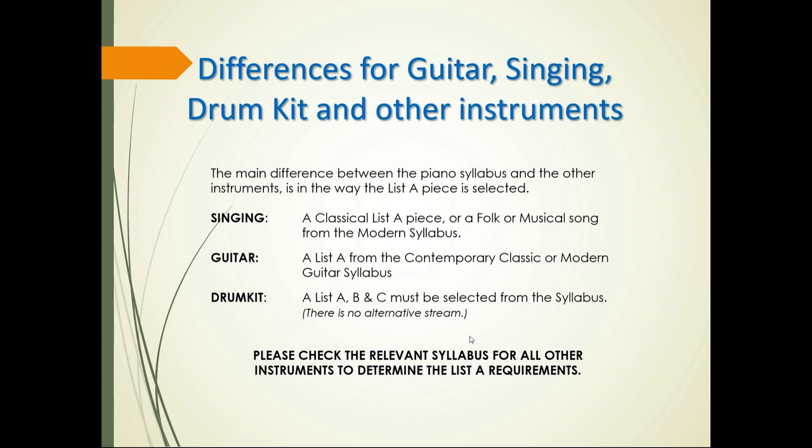With drum kit, there's no modern and classical stream. There's just drum kit, so you must choose a list A, B, C from the syllabus. For other instruments, check the relevant syllabus for all other requirements for those instruments.